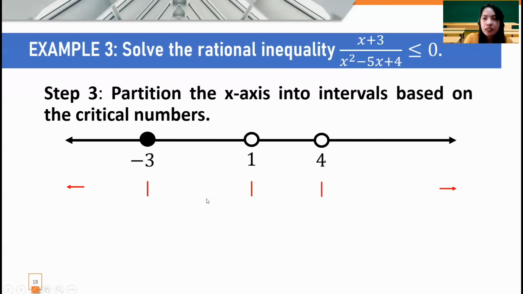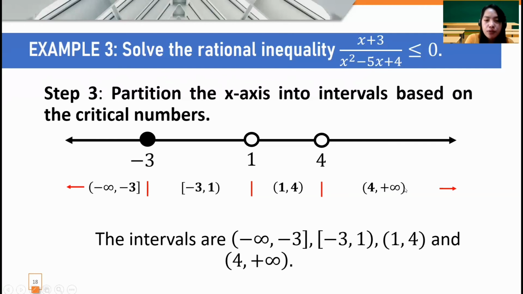Ano-ano yung mga critical numbers or intervals na pwede nating ma-identify? So from the left side or from negative infinity, we have negative infinity to negative 3. Negative 3 is included. From negative 3 to positive 1. 1 is not included. 1 to 4. 4 is not included. And 4 to positive infinity. Therefore, those are the critical numbers.